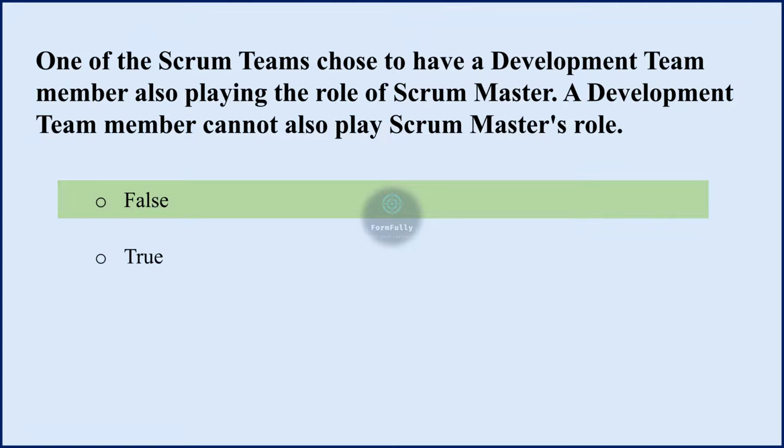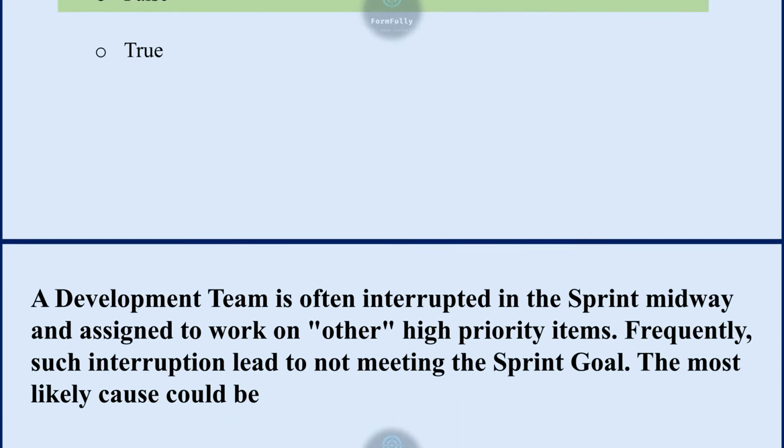This statement is false. In Scrum, there is no strict rule that a development team member cannot also play the role of Scrum Master. While the Scrum Guide suggests that a Scrum Master should not have a conflict of interest, it does not explicitly prohibit a development team member from taking on the role of Scrum Master. So this statement is false.